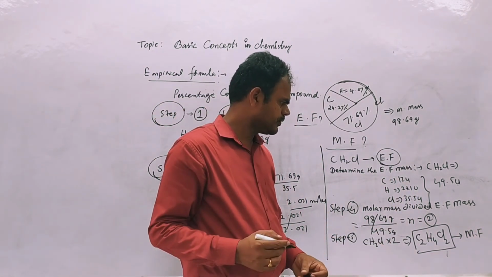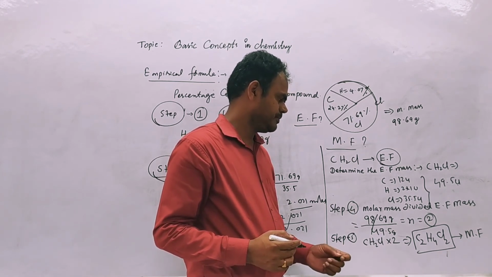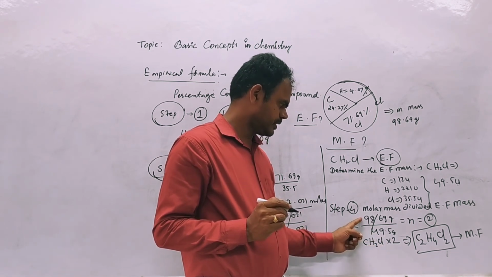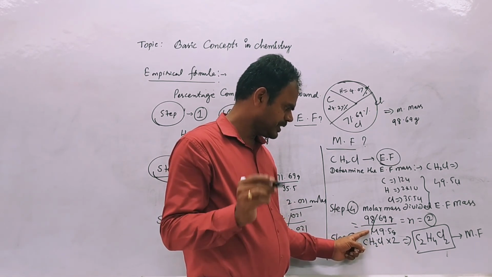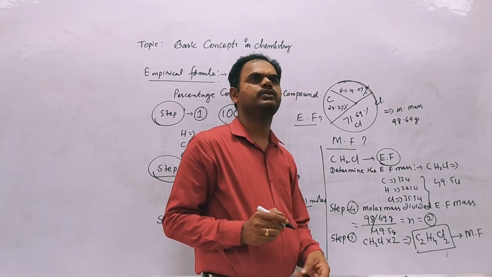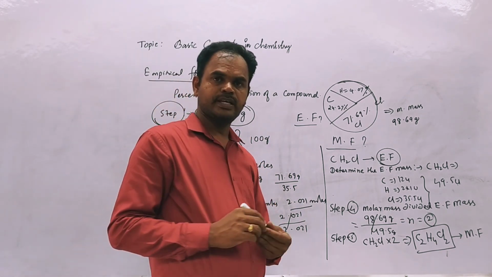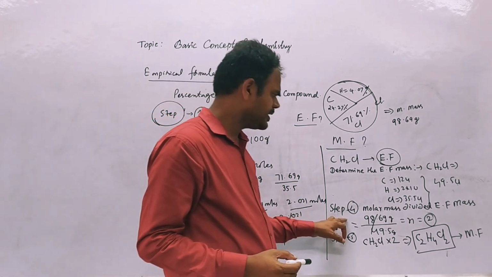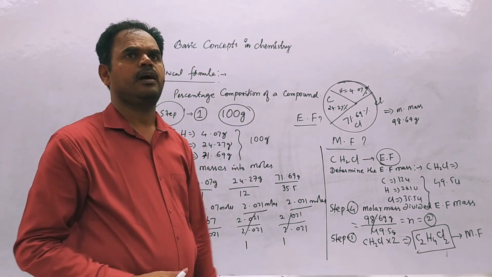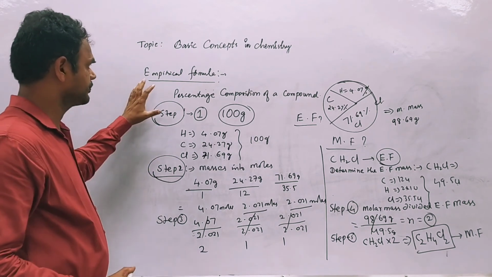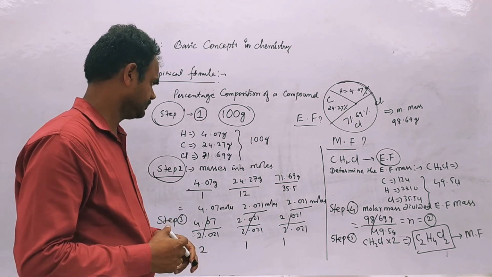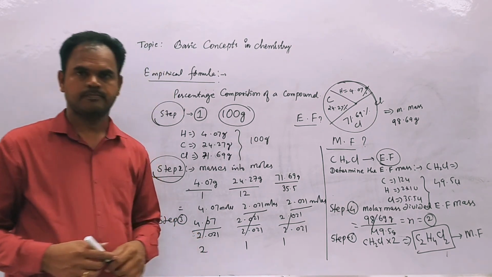What is the name of this compound? Dichloroethane. So if you want to get the molecular formula, you must know the molar mass of the compound. Divide it by the empirical formula mass and you will get the integer. That integer multiplied with the empirical formula gives the molecular formula. So we can determine the molecular formula from the empirical formula using the percentage composition of the compound.